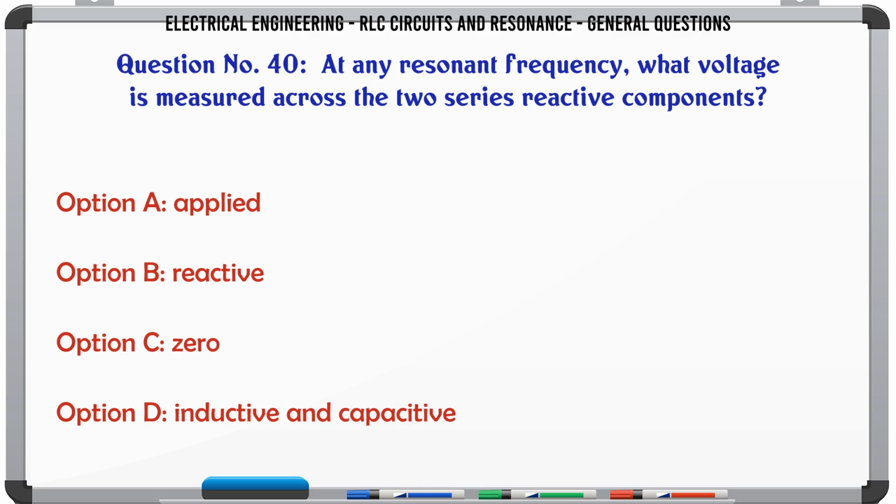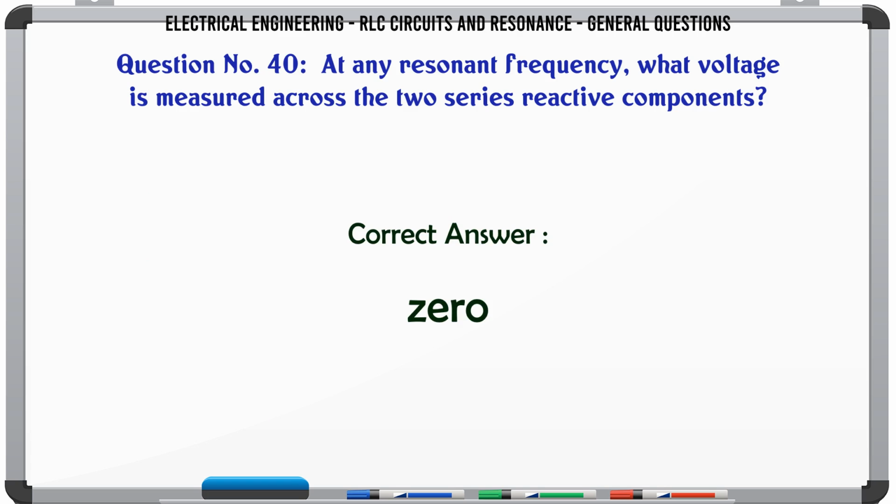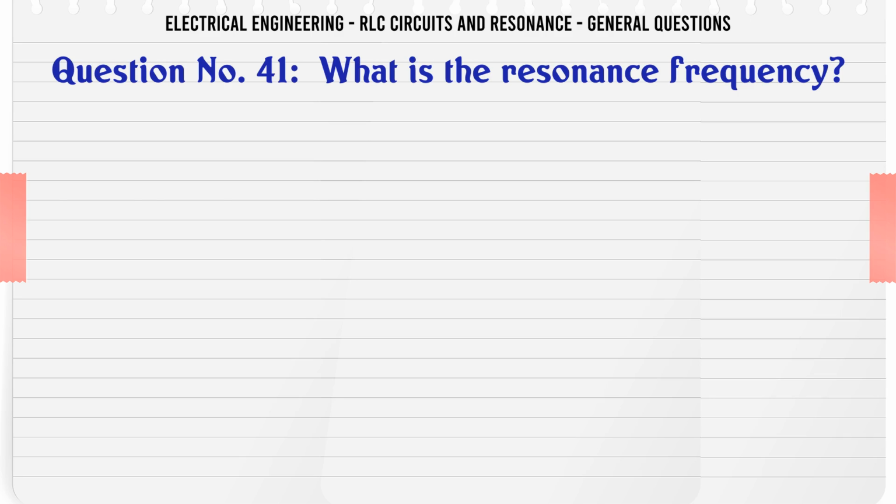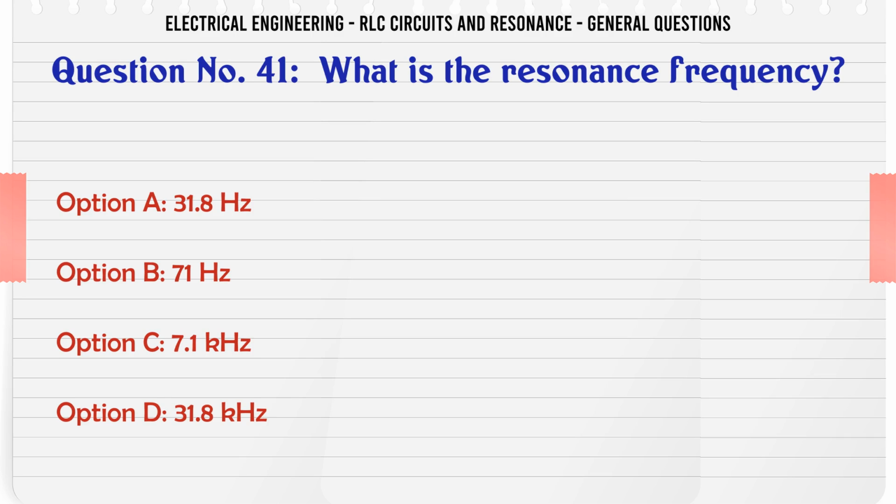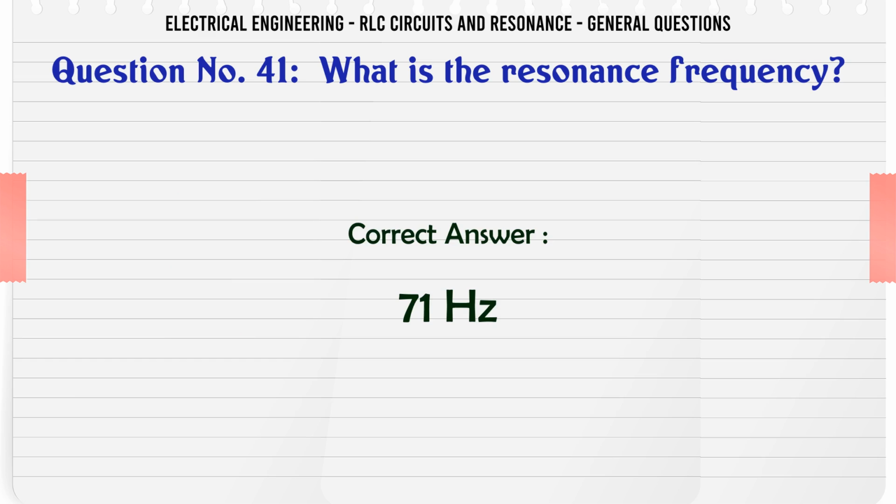A. Applied. B. Reactive. C. 0. D. Inductive and capacitive. The correct answer is 0. What is the resonance frequency? A. 31.8 Hz. B. 71 Hz. C. 7.1 kHz. D. 31.8 kHz. The correct answer is 71 Hz.